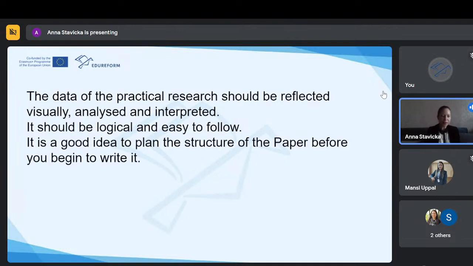Now some more practical things for the articles. The data of the practical research, also theoretical research, should be reflected, visually analyzed and interpreted. It should be logical and easy to follow. Therefore, it's a very good idea to plan the structure of the paper before you begin to write it.